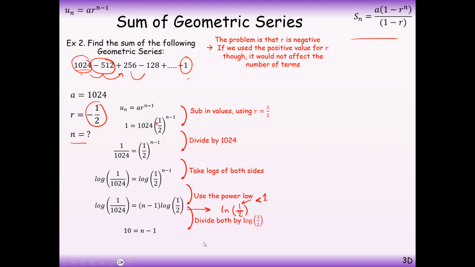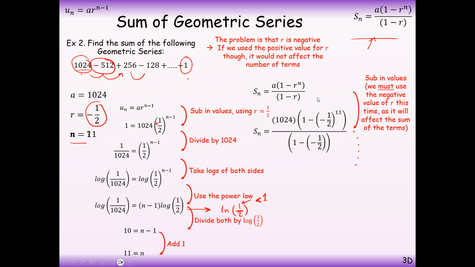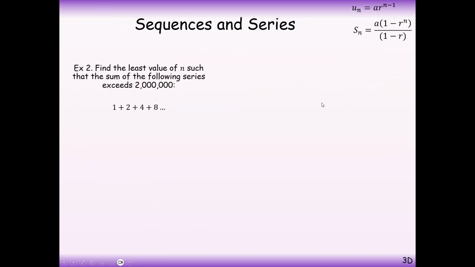And the last step is to add 1 to both sides of this equation, and we'll have 11. So now we know the last term is the 11th term. Now we can use the equation on the top right corner. So what we do is substitute a, r, and the value of 11 for n. What we end up with is 6,683.